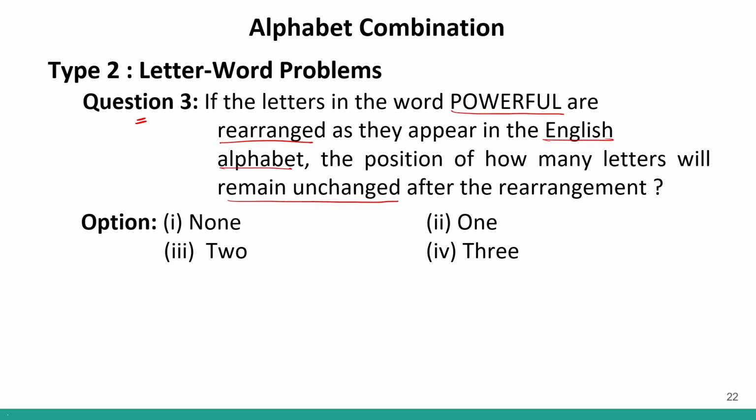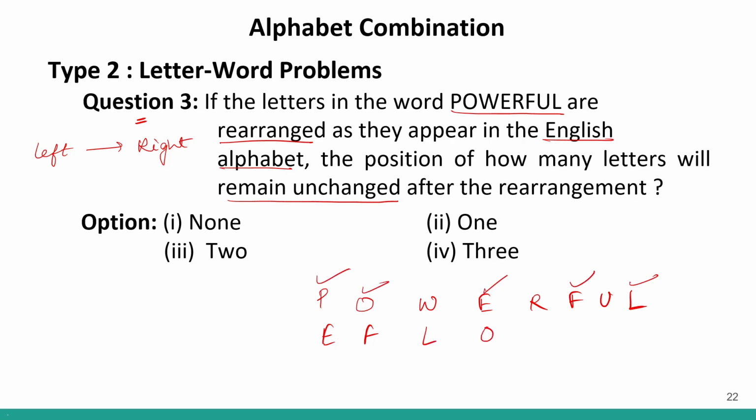If it is not mentioned from left to right or right to left, we assume it is always left to right, because this is how we write in the English language. So we would have to arrange the alphabets of powerful in increasing order. The first one would be E, then F, then L. Then O, then P, then R, U, and W. This would be the arrangement.